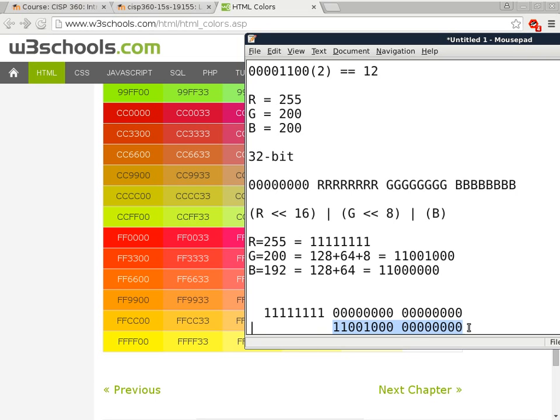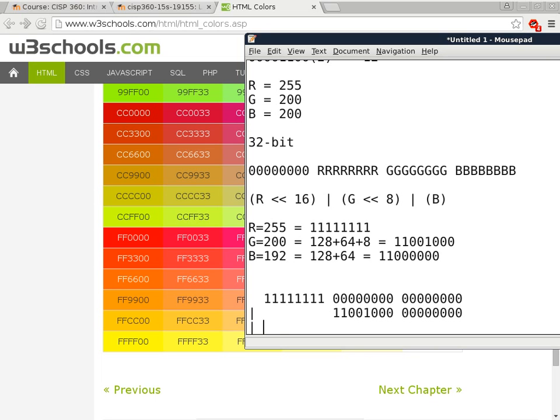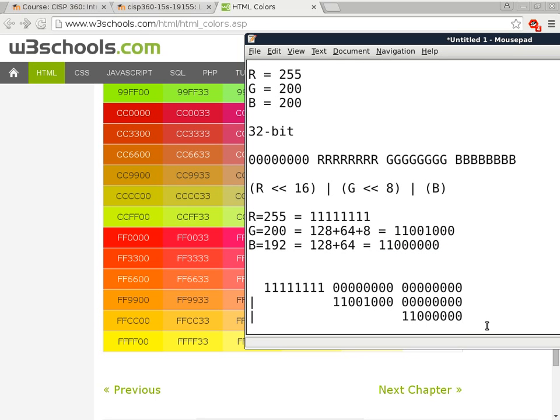This is the base 2 representation of G left shifted 8 times, and G being 200 in base 10. And then we have one last one, which is the blue component. The blue component is not left shifted in any way, so we are just going to keep this bit pattern here in the bitwise OR operation.